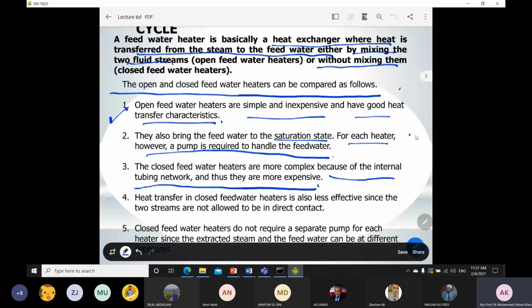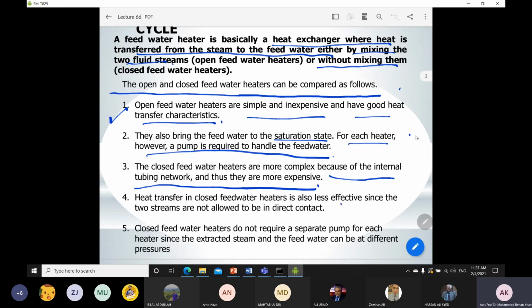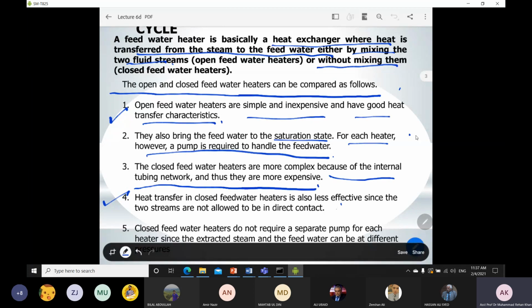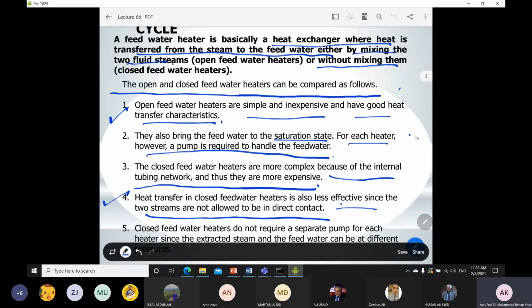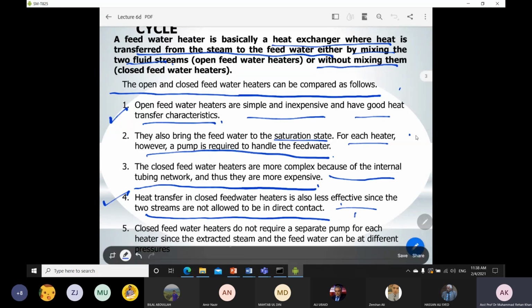Okay, so the closed feed water heater is also a complex system because of the internal tubing. It is a heat exchanger with an internal tubing network, so that's why it becomes more expensive also. And the heat transfer in a closed feed water heater is also less effective, since the two streams are not allowed to be in direct contact.